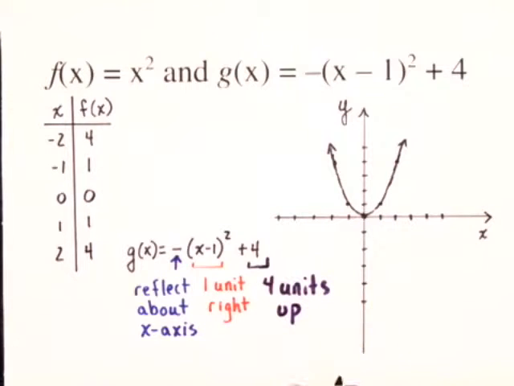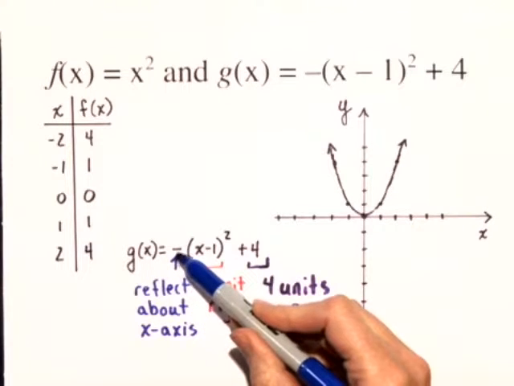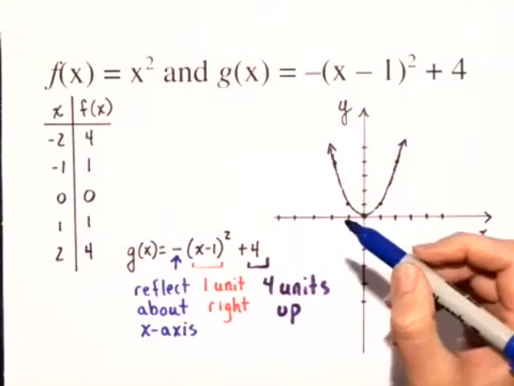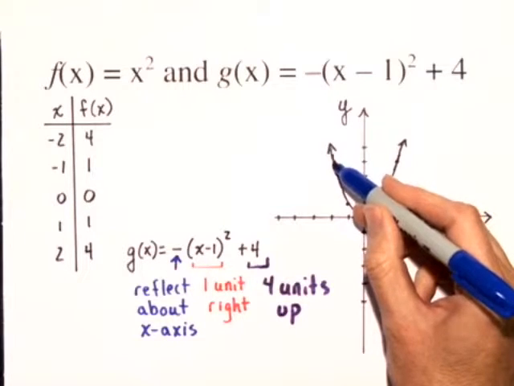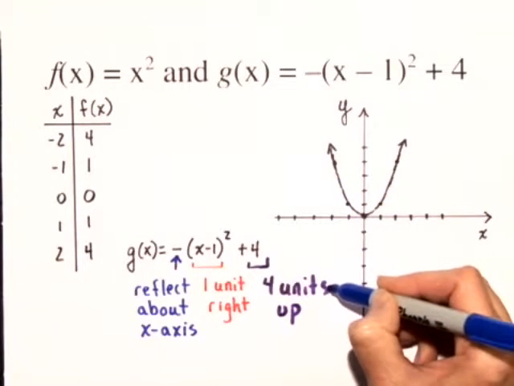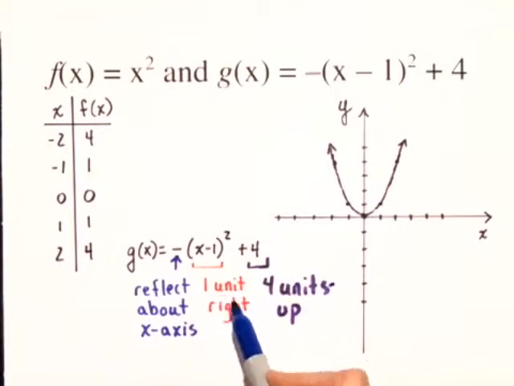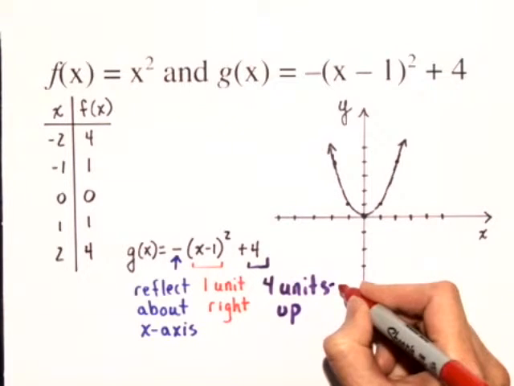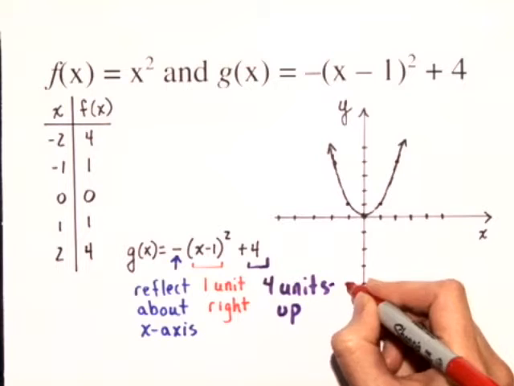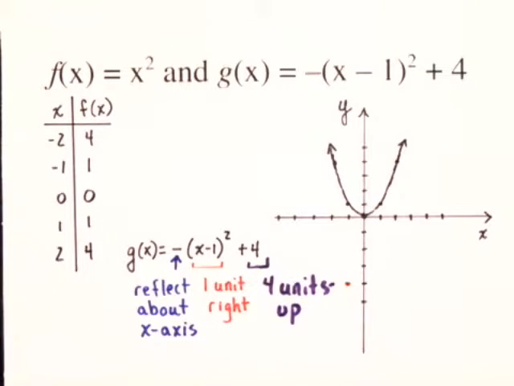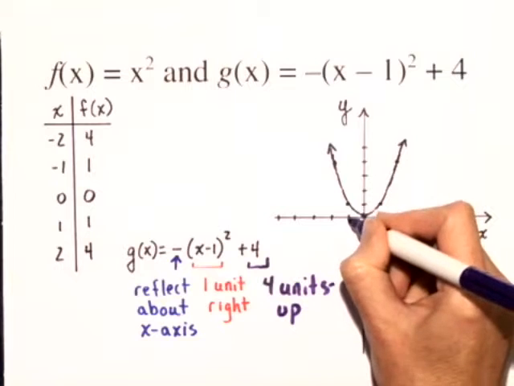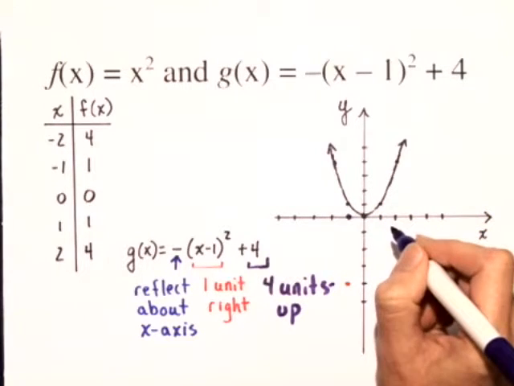And I'm going to take each of these 5 original points and do a transformation on each one of them. So let's start with the point -2, 4. First, the negative sign out in front tells me to reflect about the x-axis. So instead of -2, 4, I'll come down here to -2, -4, right about here. Now I have 1 unit to the right. So I move this point to the right 1 unit. And the final point will be up 4 units. So from this red point, I'll go up 4 units, and there's my new point.